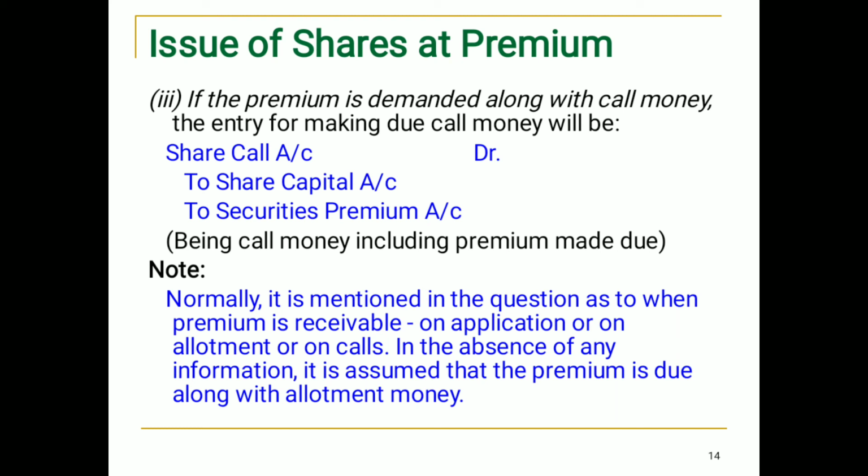मतलब अगर आपके क्वेश्चन में आपको बताया नहीं गया है कि प्रीमियम कौन से इंस्टॉलमेंट में मंगवाना है, then it is to be considered at the time of allotment. Clear? Fine then. Let us quickly revise both the topics.